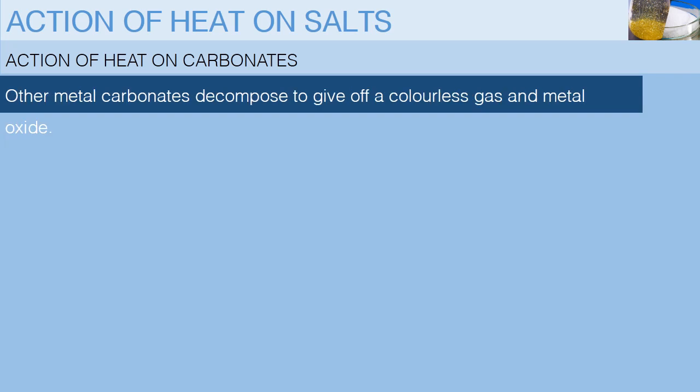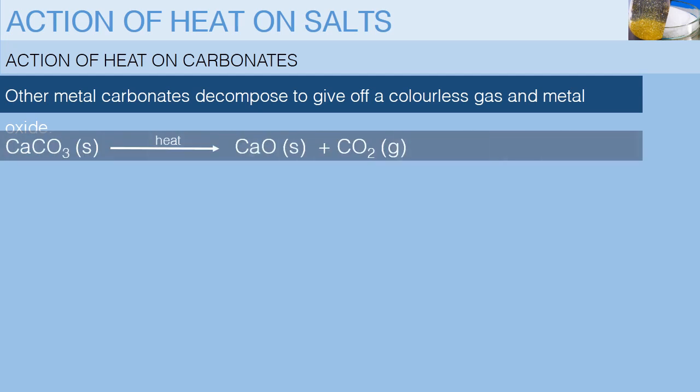Other metal carbonates decompose to give off a colorless gas and a metal oxide. You will notice that this colorless gas forms a white precipitate with lime water. Do you remember the gas? Let us consider these equations.